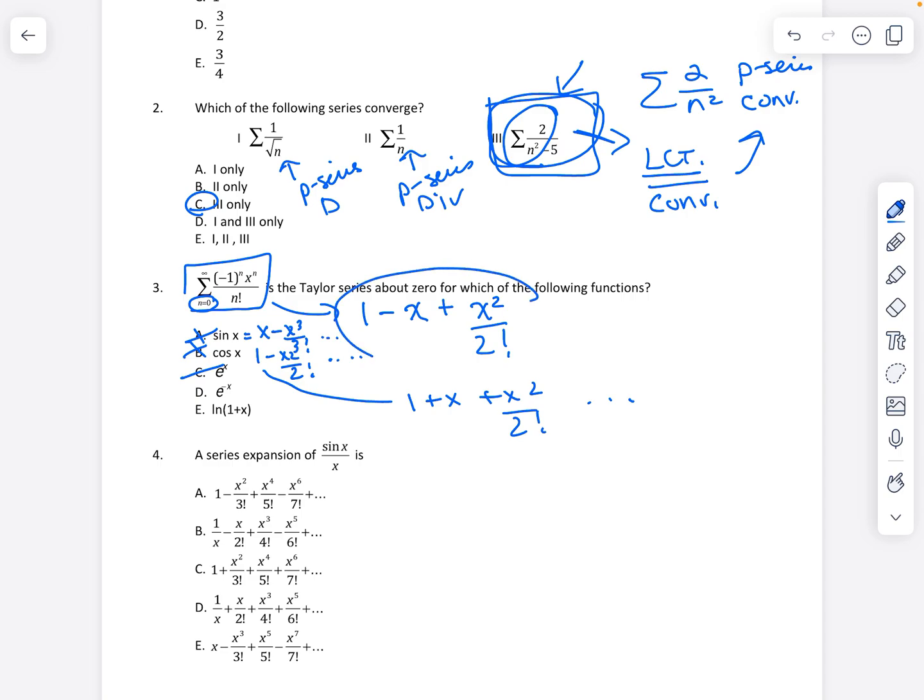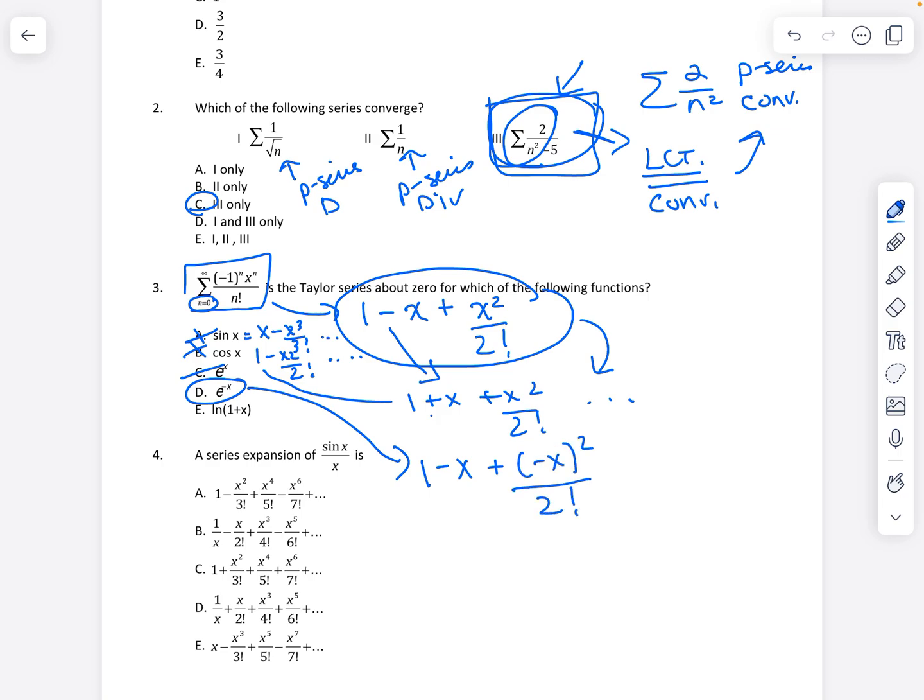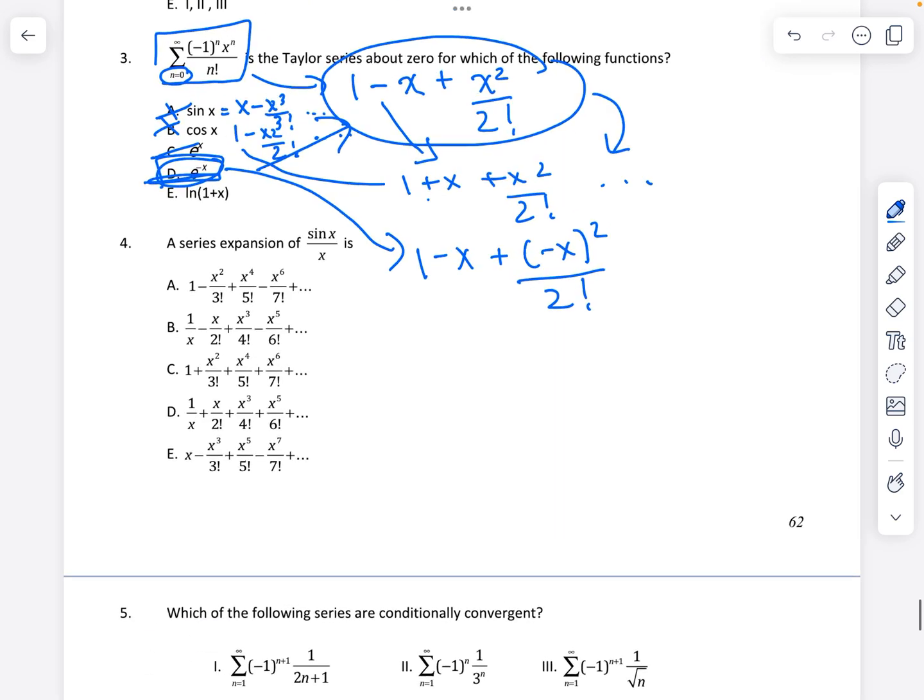But notice this looks very similar to this one. The only difference is, notice that here I have a minus, here it has a plus. So e to the negative x would be replacing the x with the negative. So this becomes minus. This is negative x squared, which still gives you the positive. So this is this series. So it's recognizing which series it is, but you have to have e to the x, cosine of x, and sine of x memorized.